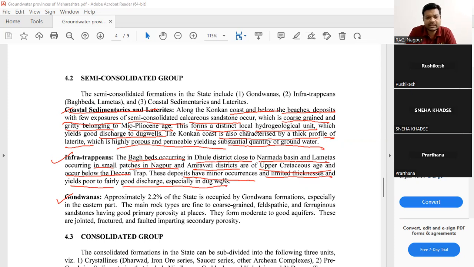You can see this. These Bagh beds, these Lameta beds, are essentially sedimentary beds, and they yield proper discharge in the dug wells.